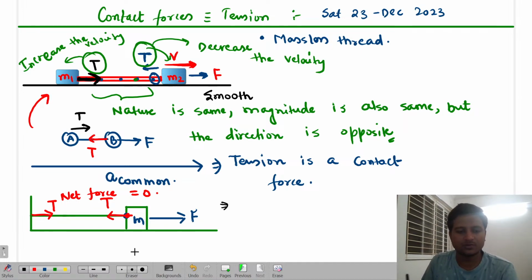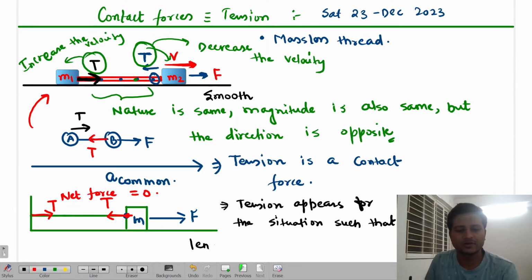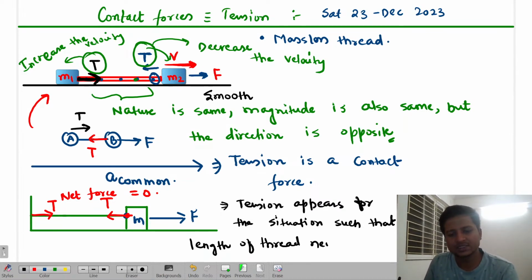So basically, this concept of tension appears for the situation such that the length of the thread never changes. Yes, it is possible that when we consider an elastic thread, the tension will appear over there also. But right now, what we are considering is that the length of the thread is not changing, and that is why the tension must get cancelled on the whole thread. Are you able to get me or not?